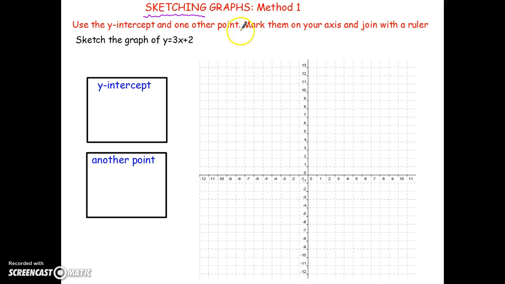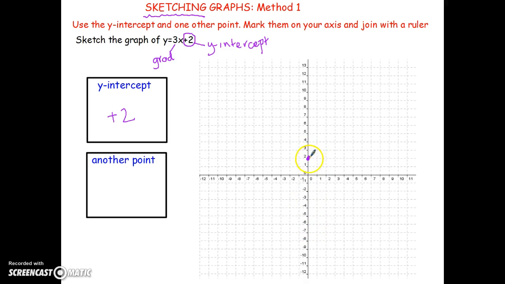If our equation is written in this form, and we should be fairly familiar with this, this tells us our gradient, and this number here tells us our y-intercept. Now, as we said before, this number being the y-intercept just tells us that the graph is going to cut the y-axis there.